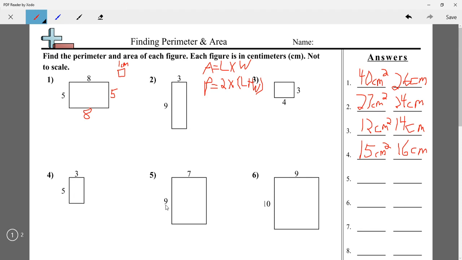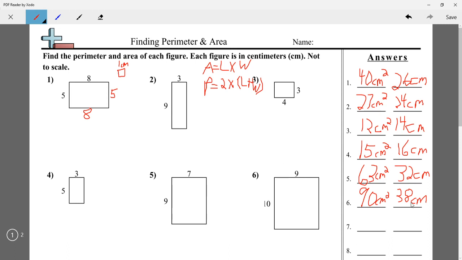7 times 9 is 63 centimeters squared. And then 7 plus 9 is 16, and 16 plus 16 is 32 centimeters. And 9 times 10 is 90 centimeters squared, and then 9 plus 10 is 19, and 19 plus 19 I know is 38, because 20 plus 20 is 40, and if I subtract 2 from that, it would give me 38 centimeters.